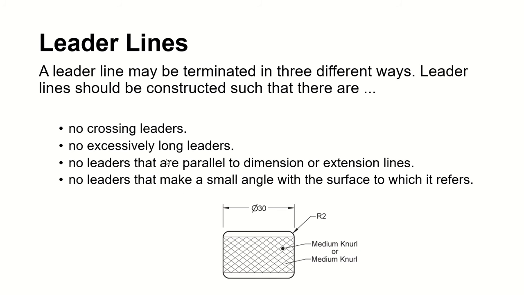Let's look at the rules. No crossing leaders, meaning don't cross this label with that label. You can't cross the leader lines. Don't make excessively long leader lines. Don't pull this arrow all the way out to here. You can't do that. Just put it reasonably close to your drawing.